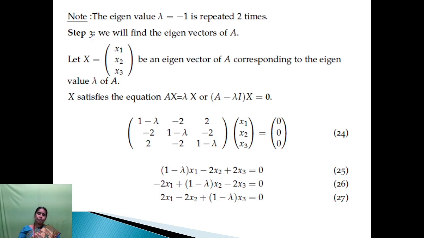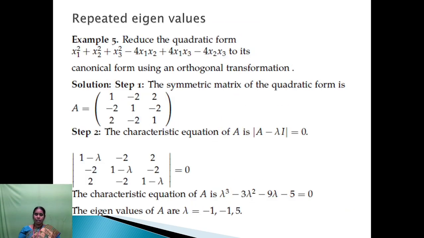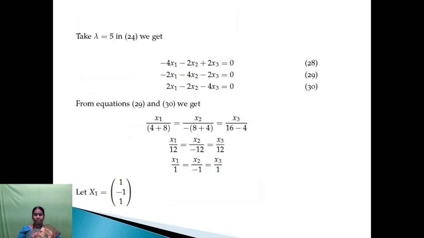Next, find the general form for the eigenvector. Name it as equation number 24. On solving equation number 24, we obtain equations 25, 26, 27. In these, we have to replace lambda by -1 and 5. First case, we put lambda equal to 5. It means for the non-repeated root, we substitute and find x1. Next, we move to the repeated one. For lambda equal to 5, the above three equations are reduced to this form. On solving the three equations, we obtain x1 as 1, -1, 1.